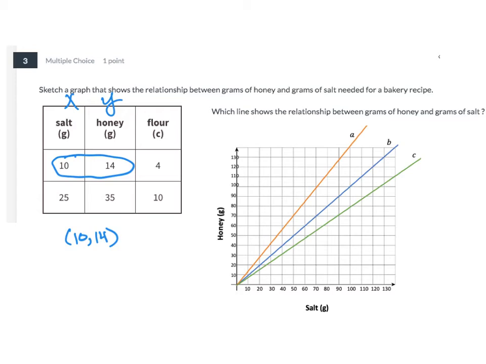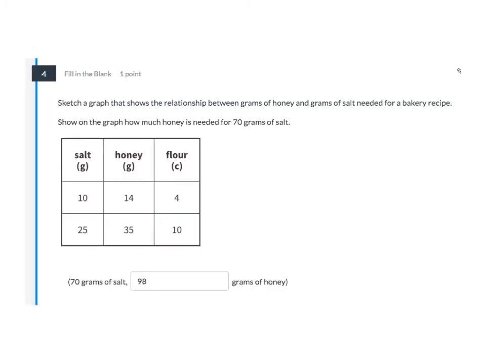So we're going to go over 4, probably up 10. That's that point there. So that's this point here. Which line is that? That is line A. So the answer for number 3 is line A.